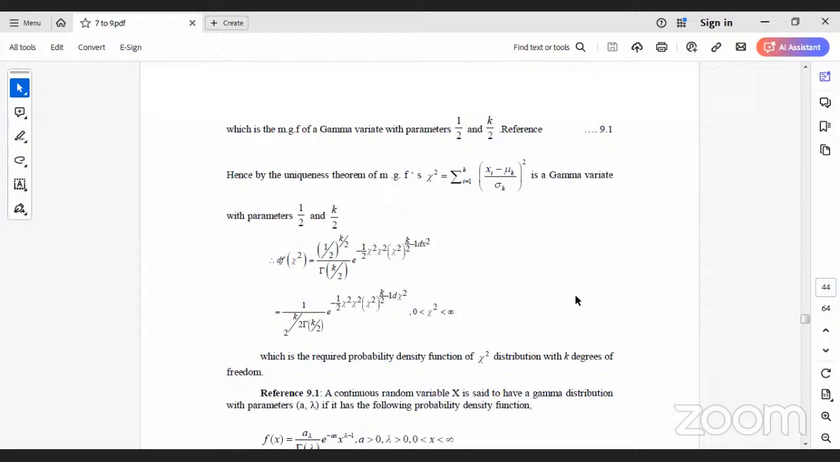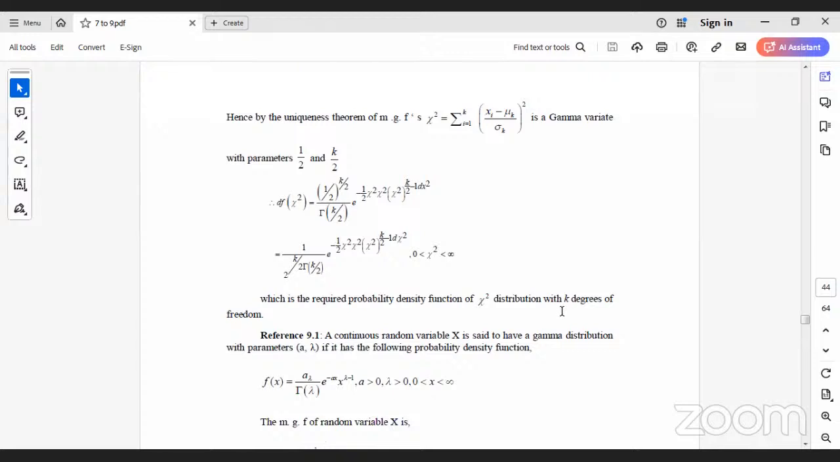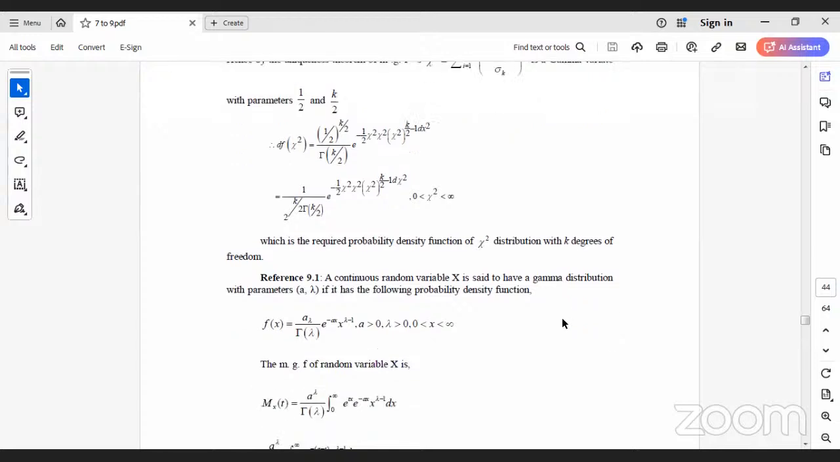Therefore, the pdf of χ² is (1/2)^{k/2} / Γ(k/2) e^{−χ²/2} (χ²)^{k/2 − 1} dχ². After simplification, it is (1/2)^{k/2} / Γ(k/2) e^{−(1/2)χ²} (χ²)^{k/2 − 1} dχ², for 0 < χ² < ∞, which is the required probability density function of the chi-square distribution with k degrees of freedom.